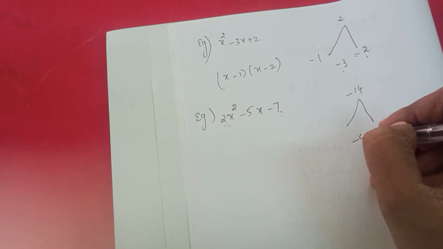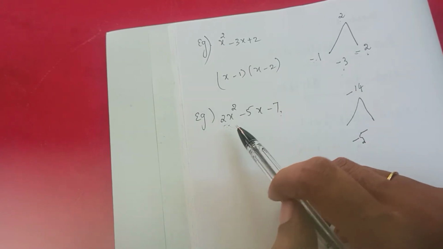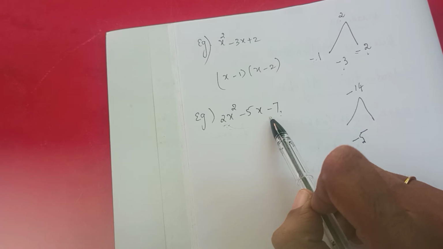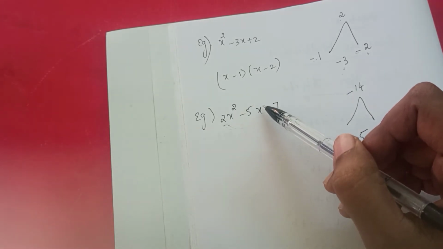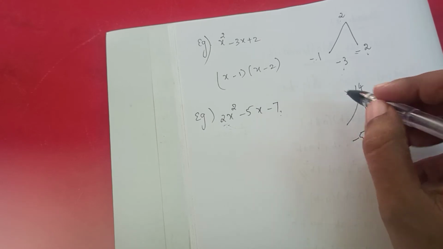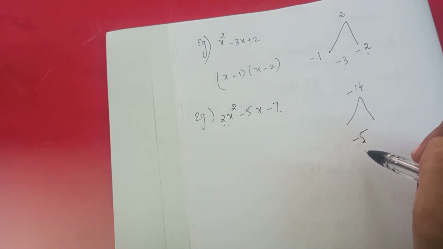So send the number as it is, it's minus 5. Got it? So what you need to do? 2 into minus 7, that is minus 14. Then the number is minus 5. Okay, so when you are multiplying you need to get minus 14. When you are adding you need to get minus 5.